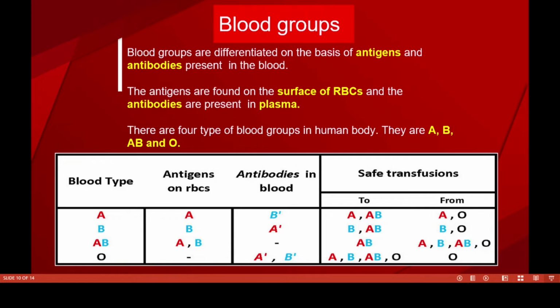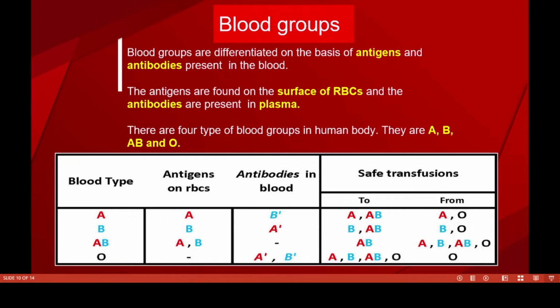If A blood group, what antibody is present in the plasma? B. If B blood group, what antibody is present in the plasma? A. If AB blood group, no antibodies. If O blood group, both antibodies are present in the plasma.